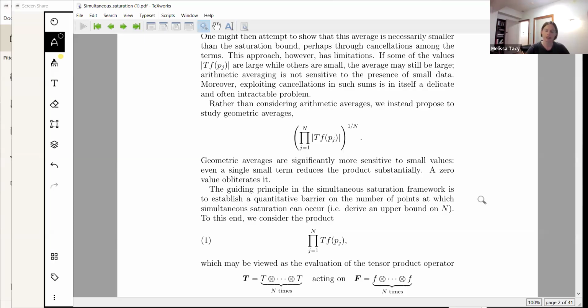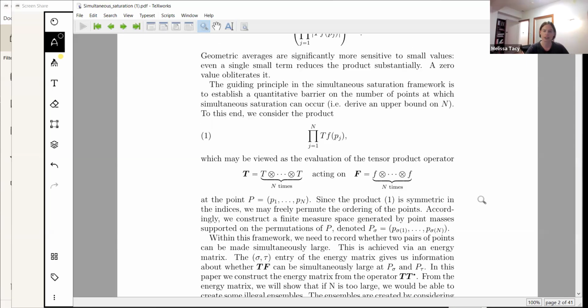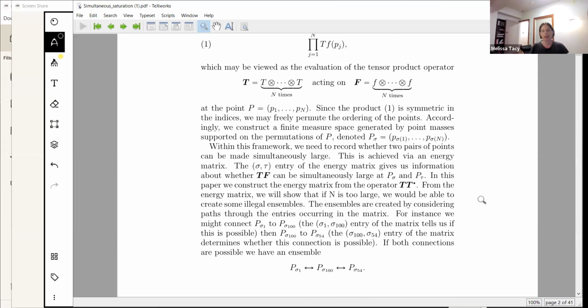And the idea behind simultaneous saturation is that you're going to measure all of the possible interactions. So you've got a bunch of points. Can I simultaneously saturate? I ask for each pair of points, can I do that? I'm going to record that in a really large energy matrix. You sort of see in section 1.2 how you construct that.